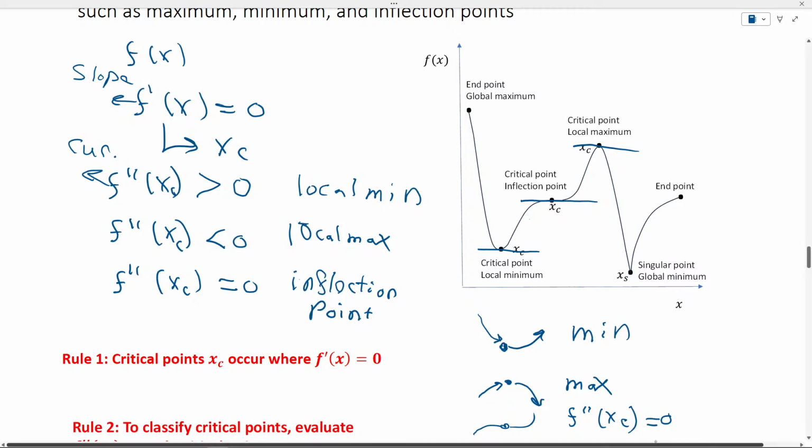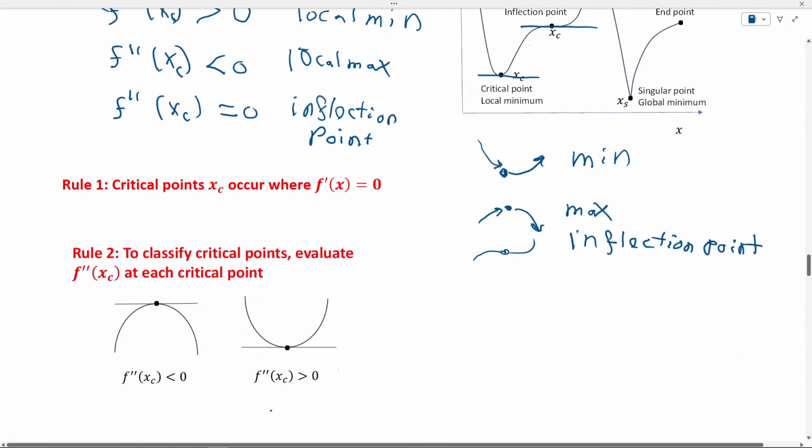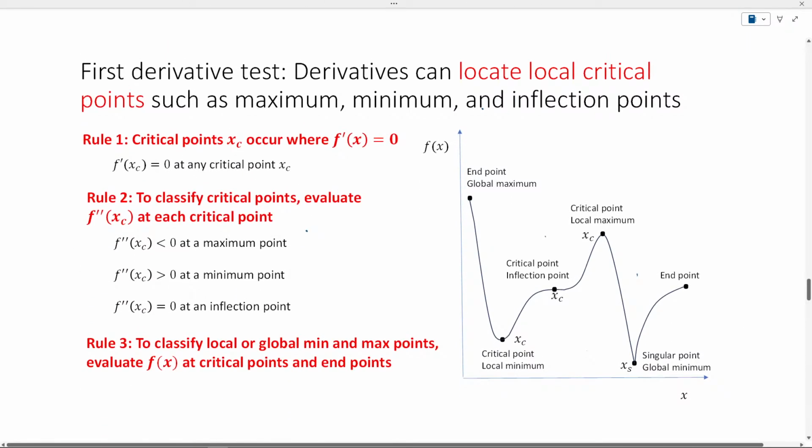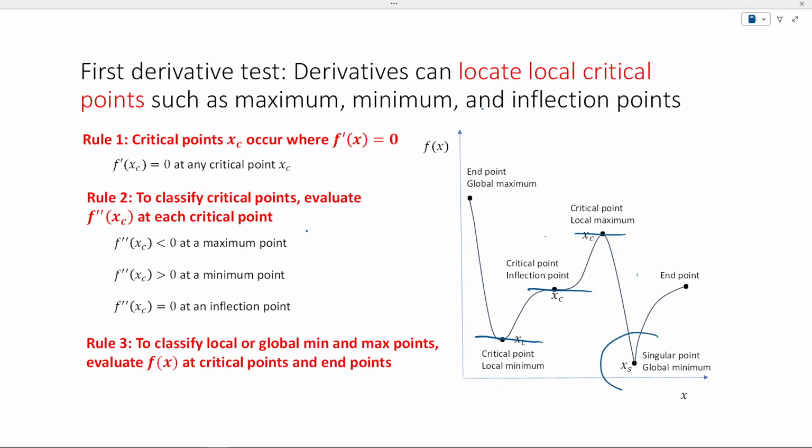Then this is an inflection point. Okay, so basically those are the two rules. This is just a summary of what I did. Rule number 1: critical points occur where f prime of x is equal to 0. Here that's a critical point, that's a critical point, this is a critical point. Here, the derivative method will not work because this is a singular point. If you have a function that looks something like this, you might need to use a non-derivative-based optimization technique.